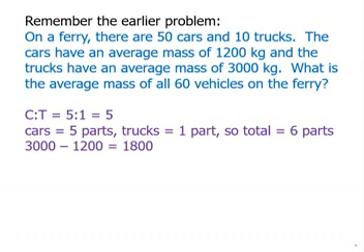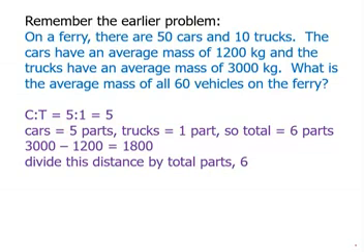So let's think about that. That distance is 1,800. Well, just as the whole group of vehicles is divided into 6 parts, we have to divide that into 6 parts also. So how do we divide 1,800 into 6 parts? Well, we divide it by 6. 1,800 divided by 6 is 300. So 300 is 1 part.